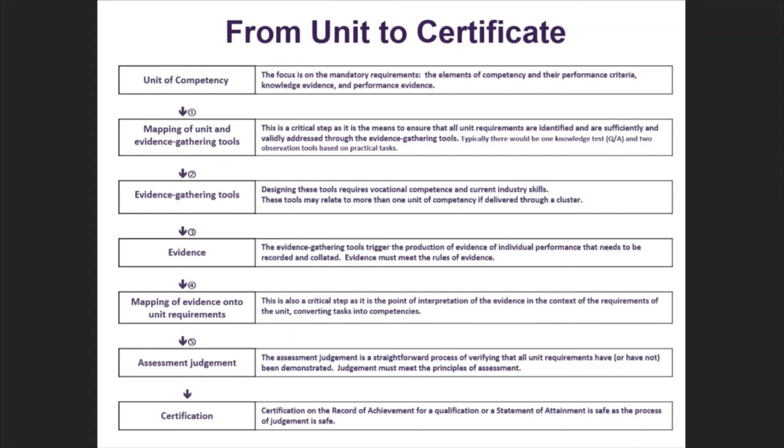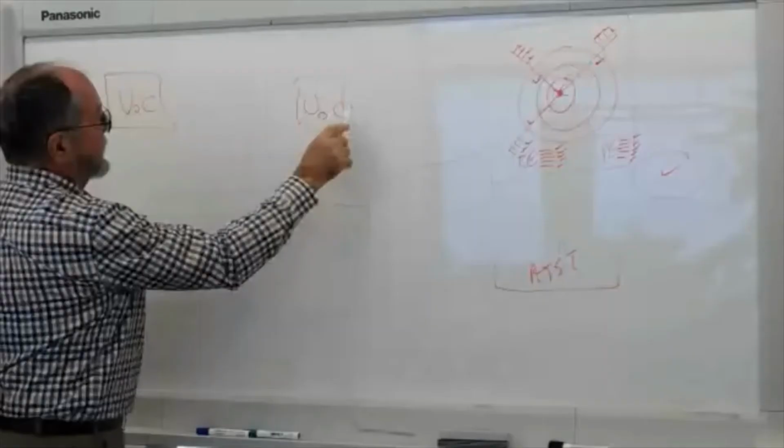So you can see that this sort of process that takes us from the unit of competency out into the world of gathering evidence and back to the unit of competency to make the judgment means that we end up with a strategy for making sure that the process is a quality process. But I do want to stress that we start from the unit of competency and we end up with the unit of competency for the judgment.